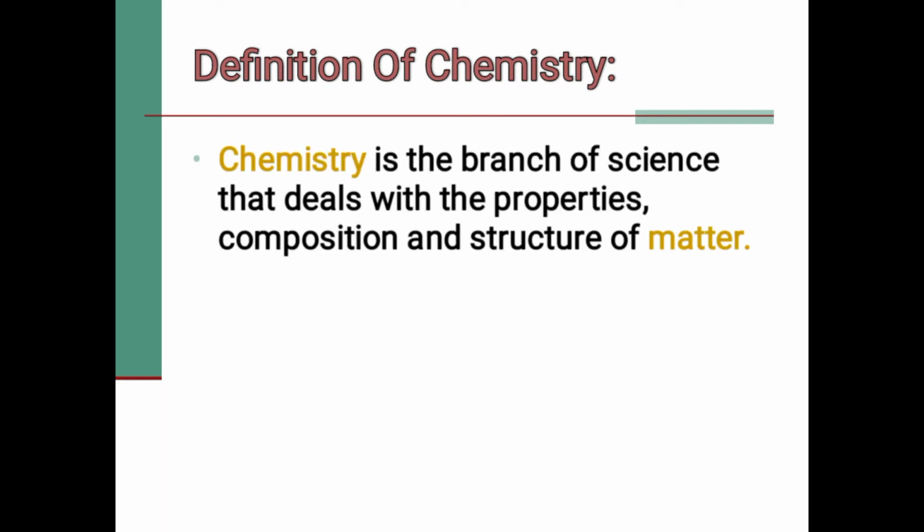So what is the definition of chemistry? Chemistry is the branch of science that deals with the properties, composition and structure of matter. What is matter? Matter is something that occupies space and has mass. So you will study about matter in chemistry. And what will you study about matter? Obviously the properties, meaning its size, color, shape. These are the properties of matter.